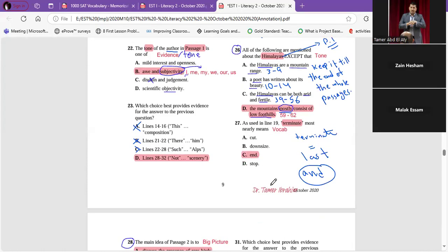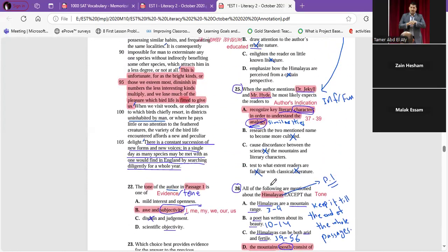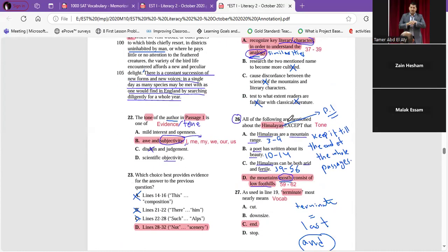Let's return now to the question that we left. Number 25. I never read anything about Dr. Jekyll and Mr. Hyde. Okay, let's find 26. All of the following are mentioned except. Let's find this from passage 1. The Himalaya are a mountain range. Yes, I read it. A poet has written about its beauty. Yes. The Himalaya can be both arid and fertile. I didn't read that, but I read that they are fertile. Oh no, I didn't read it.